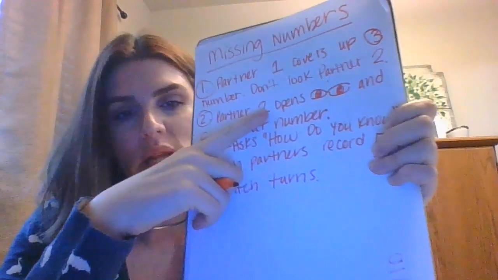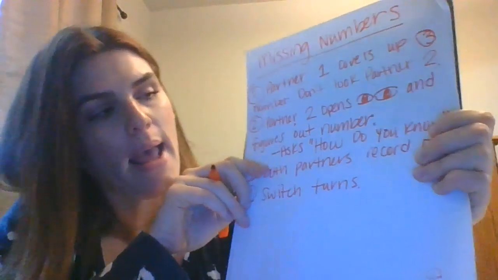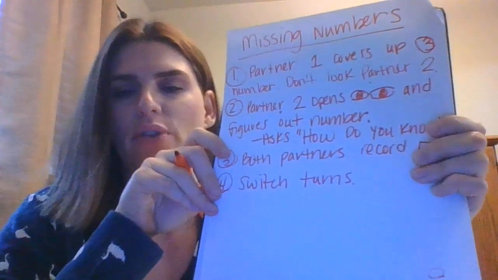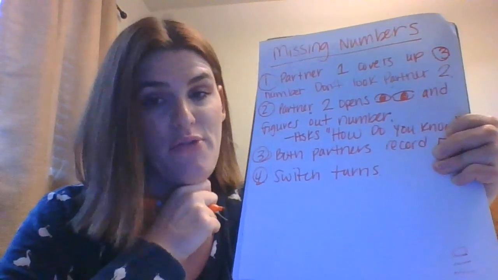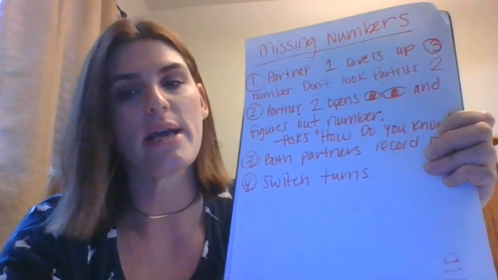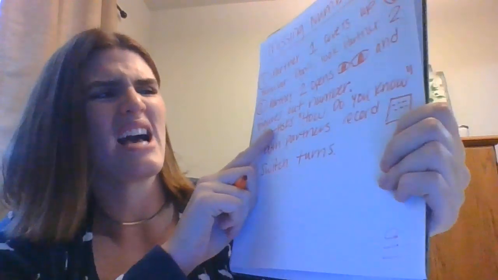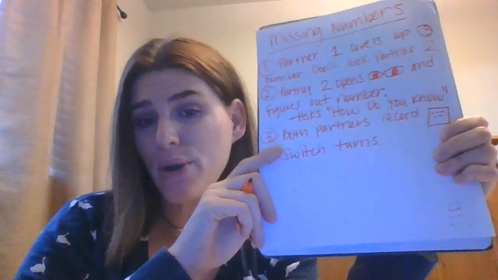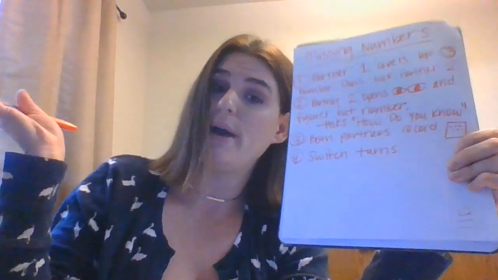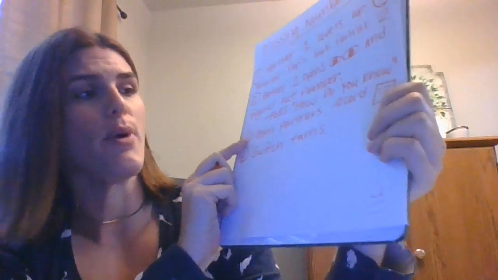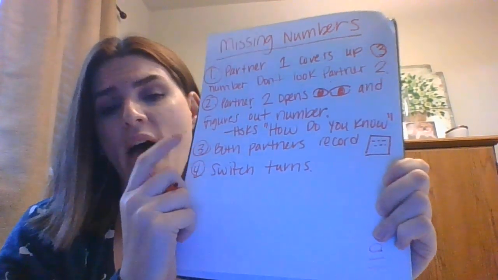Rule number 2. Partner number 2 opens their eyes and figures out the number that's covered. But they don't uncover the number. They just figure out what the number is. Then they ask, how do you know it's this number? Rule number 3, both partners record what they think it is, and then they switch turns.